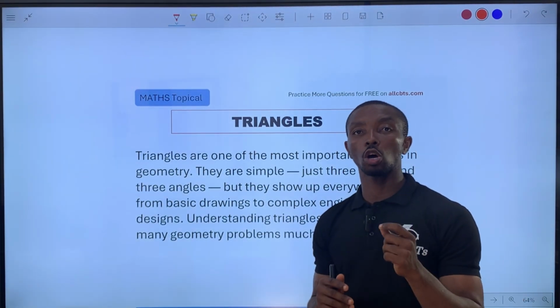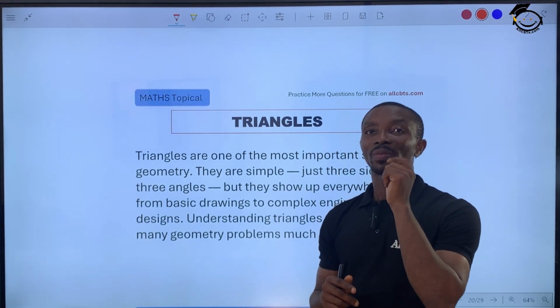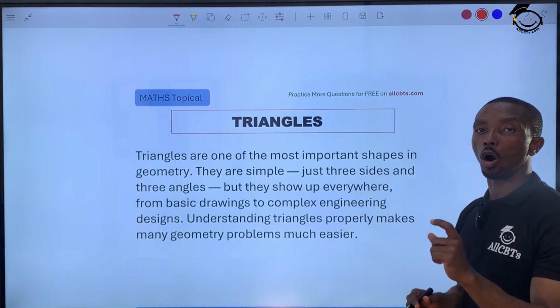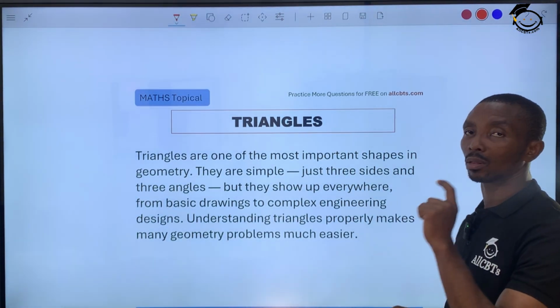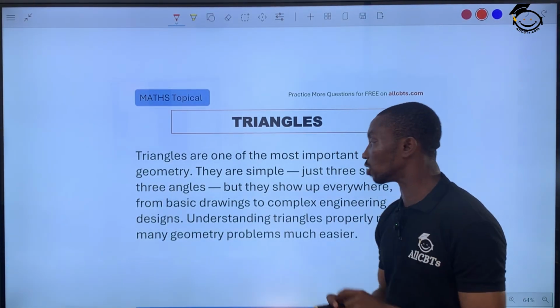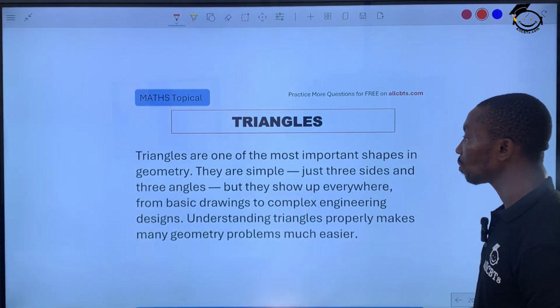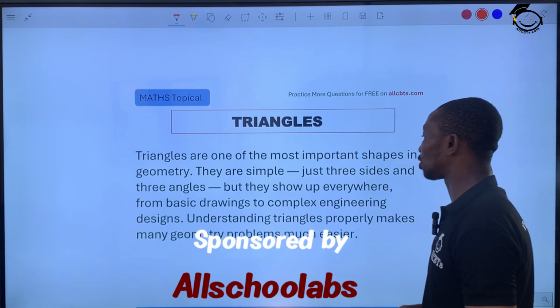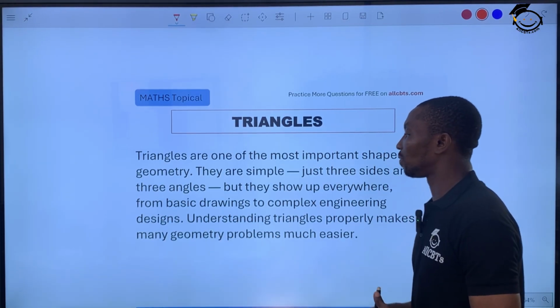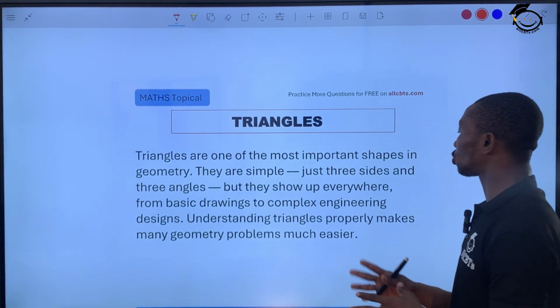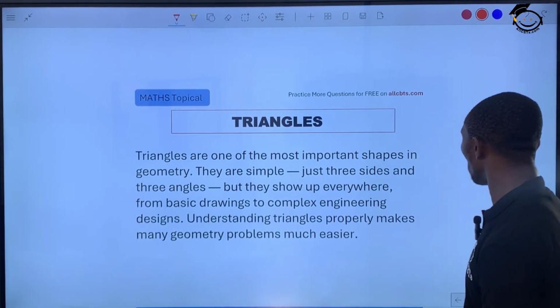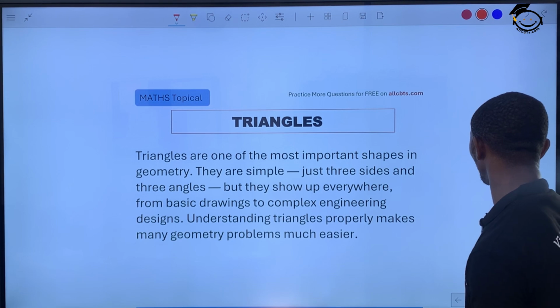Importantly, you should also remember that the sum of angles in a triangle always sums up to what? 180 degrees. Okay, now they show up everywhere from basic drawings to complex engineering designs. Understanding triangles properly makes many geometry problems much easier to solve.